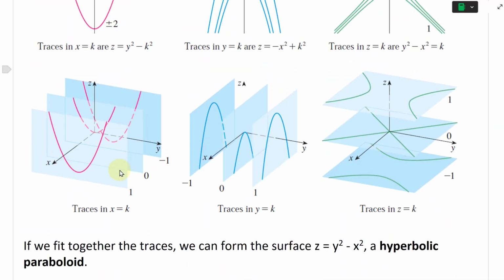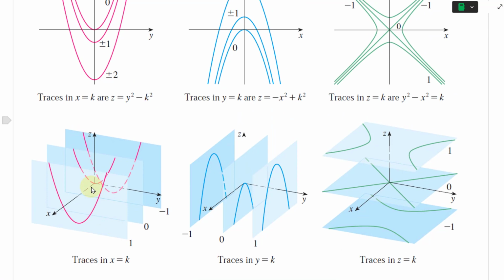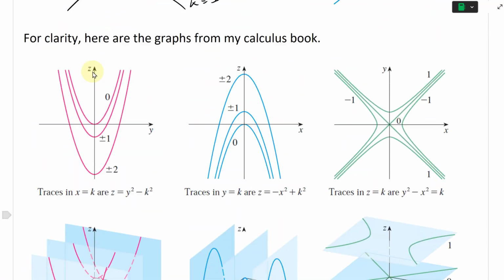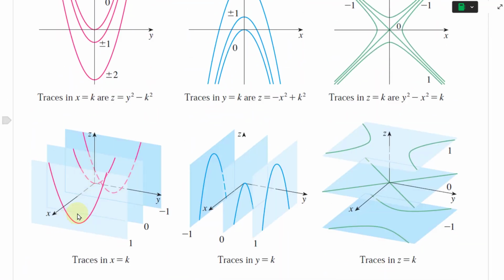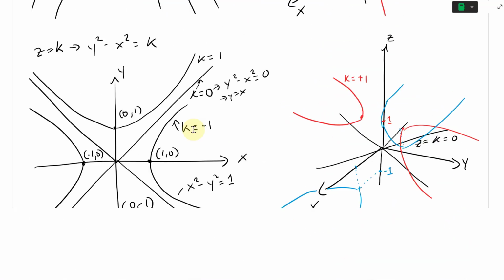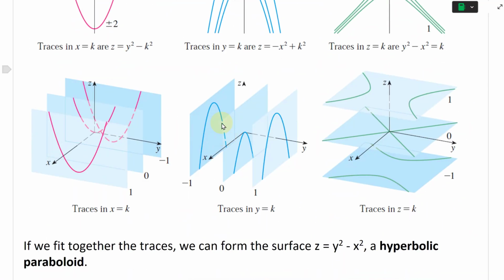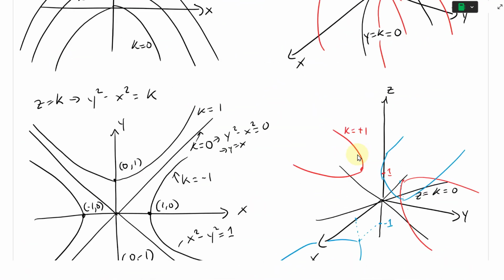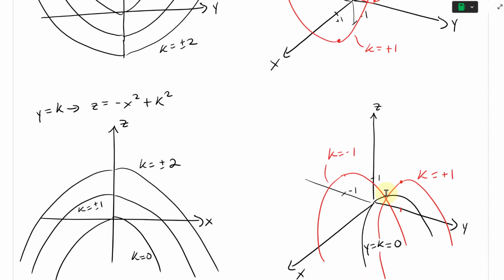And then for traces in x equals k, the vertical one, you put it down here, so it's exactly like what we had. Traces in x equals k go down, then up, then down. That's similar to what we had here. And likewise the traces in y equals k go like this. It's like a saddle, and it goes this way here. So that's what we had.